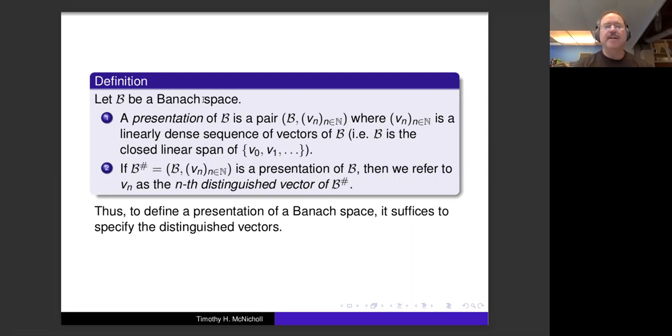So I'm going to take a shortcut around that, which is essentially due to Pour-El and Richards. And it goes like this. Let B be a Banach space. A presentation of B is a pair, B together with a sequence B_n that isn't necessarily dense, but is at least linearly dense. What do we mean by that? We mean that its linear span is dense in the Banach space B. Or, to rephrase that another way, B is the closed linear span of the terms of the sequence.